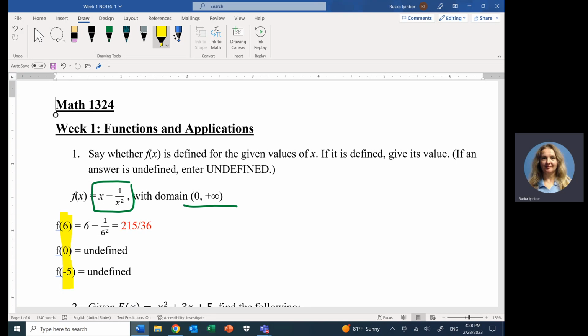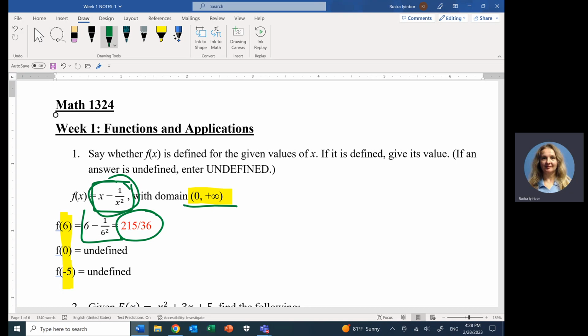Now, because we have the domain from 0 to infinity, and that interval doesn't include the 0, starting right after 0 all the way to infinity is the domain, that means the x's have to be only in that interval. So the first example is f of 6. We're going to copy the function x minus 1 over x squared. This is the function. And you replace x with 6, and then calculator, and this is the answer.